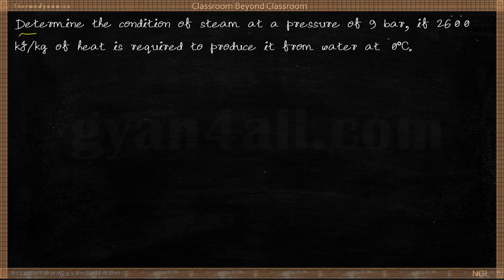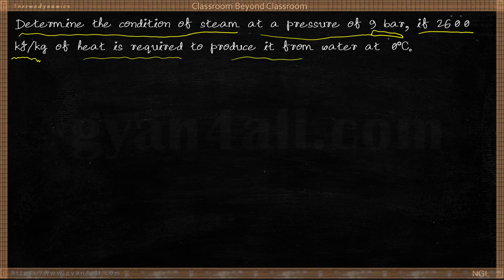Our next problem is to determine the condition of steam, that is the quality of steam, at a pressure of 9 bar if 2600 kilojoule per kg of heat is required to produce it from water at 0 degrees centigrade. The total heat is given as 2600 kilojoule per kg, because this much heat is required to produce it from water at 0 degrees centigrade, which is the definition of total heat of water or steam.